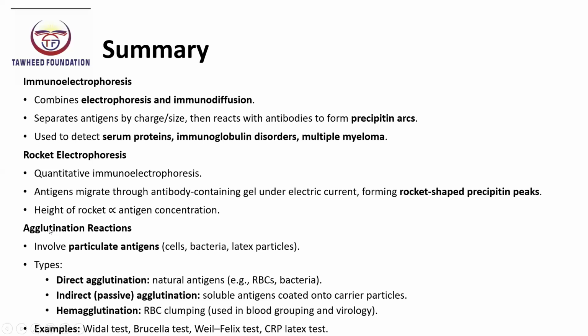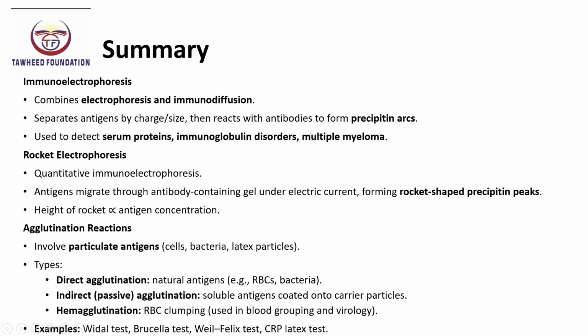Next, we studied about agglutination reaction. It involves particulate antigens, for example cells, bacteria, and latex particles. Types are direct agglutination, indirect, that is passive agglutination, and hemagglutination. Direct agglutination, natural antigen, for example RBCs and bacteria. Indirect agglutination, it is soluble antigens coated onto carrier particles. Hemagglutination, it is RBCs clumping, used in blood grouping and virology.